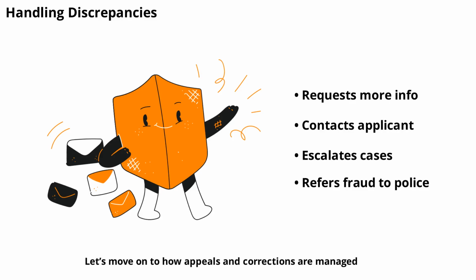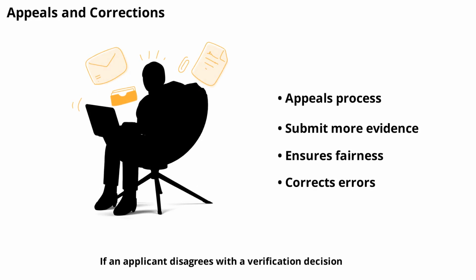Let's move on to how appeals and corrections are managed. If an applicant disagrees with a verification decision, there's usually an appeals process in place. This allows individuals to submit additional evidence or clarify misunderstandings.